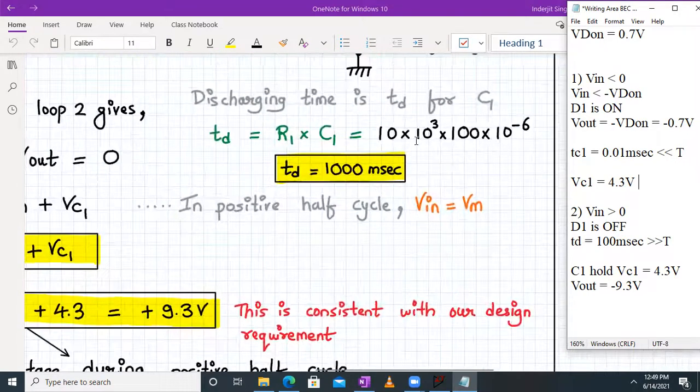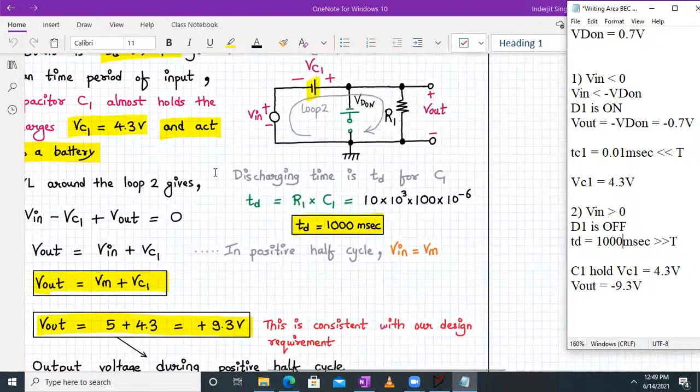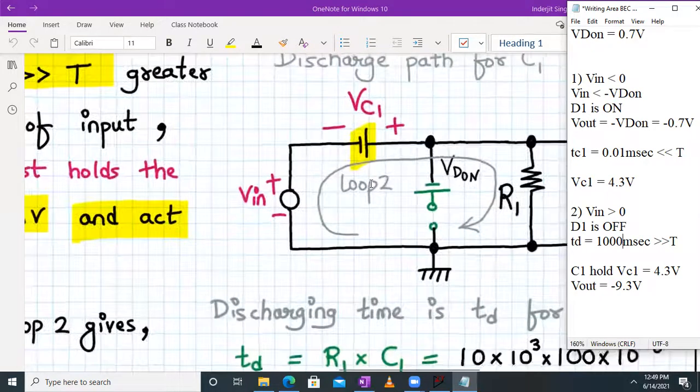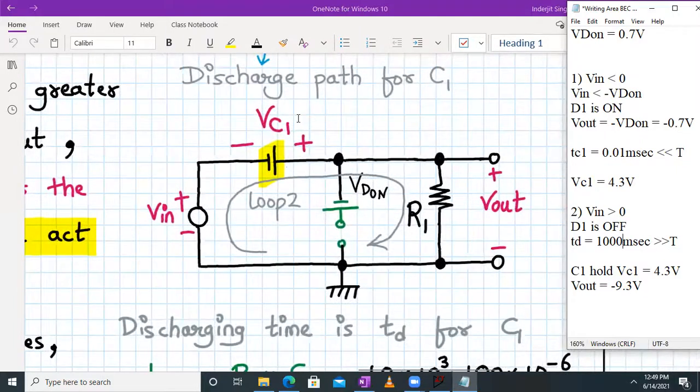Let's see the discharging time constant. The discharging time constant TD will be R1 times C1, which is 10K into 100 microfarad, which comes out to be 1000 milliseconds, much, much greater than T. So we can say that the capacitor is almost holding the charge of 4.3. When it is holding the charge of 4.3, it will act as a battery. So we have replaced the capacitor by a battery with a positive and a negative voltage across it.